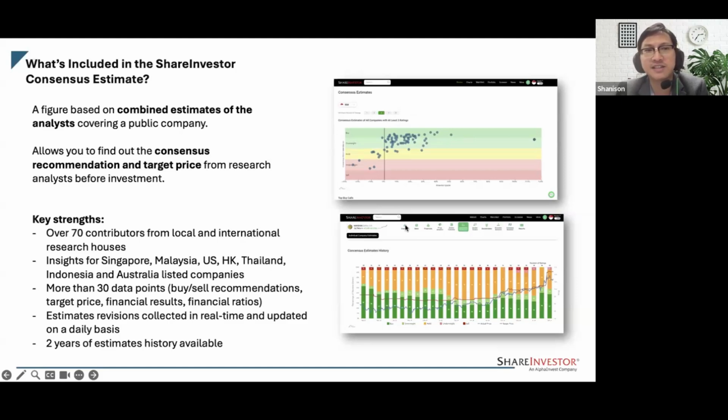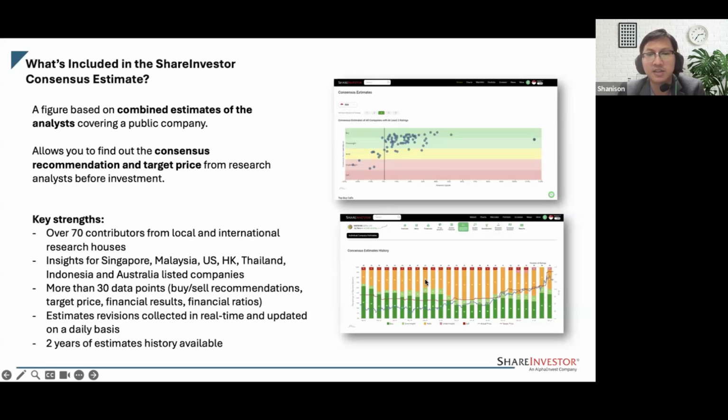With this consensus estimate, you are able to find out the consensus recommendation and the target price from the research analysts. The key strength here is we have over 70 contributors from local and international research houses. Not just Singapore, we have Malaysia, US, Hong Kong, Thailand, Indonesia, Australia. So we cover 7 markets over here. And for each individual company's consensus estimate, there are more than 30 data points. There's more than just the target price, right?